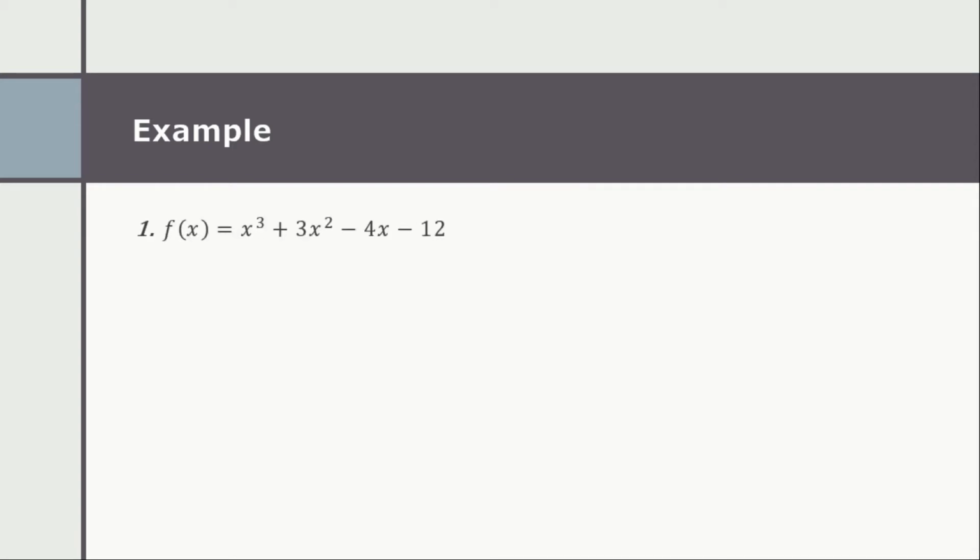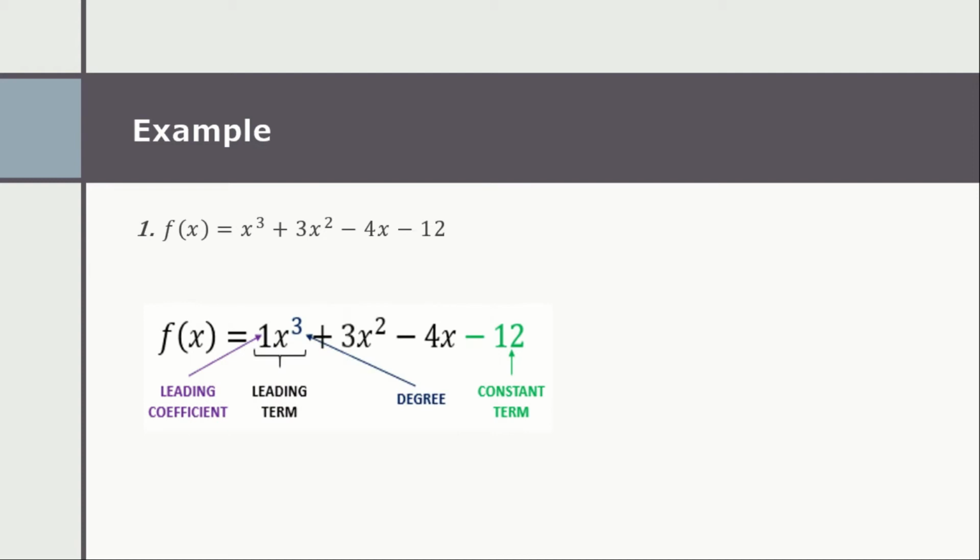Example number 1. F of x is equal to x raised to 3 plus 3x raised to 2 minus 4x minus 12. Identifying the degree of the given polynomial function means identifying the highest exponent. And the highest exponent is 3. And it only means that the degree of the given polynomial function is 3.